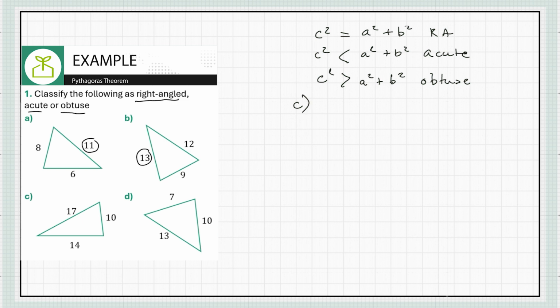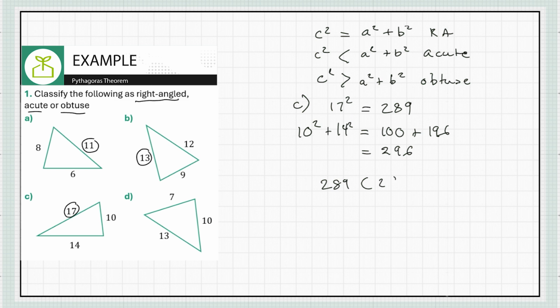Okay, looking at C, for C our longest side is 17. So 17 squared is going to be 289, and then we have our other two sides which we're going to square and add together. 10 squared is just equal to 100, and then 14 squared is 196, so this is equal to 296. Because 289 is less than 296, what we have here is going to be another acute angled triangle.